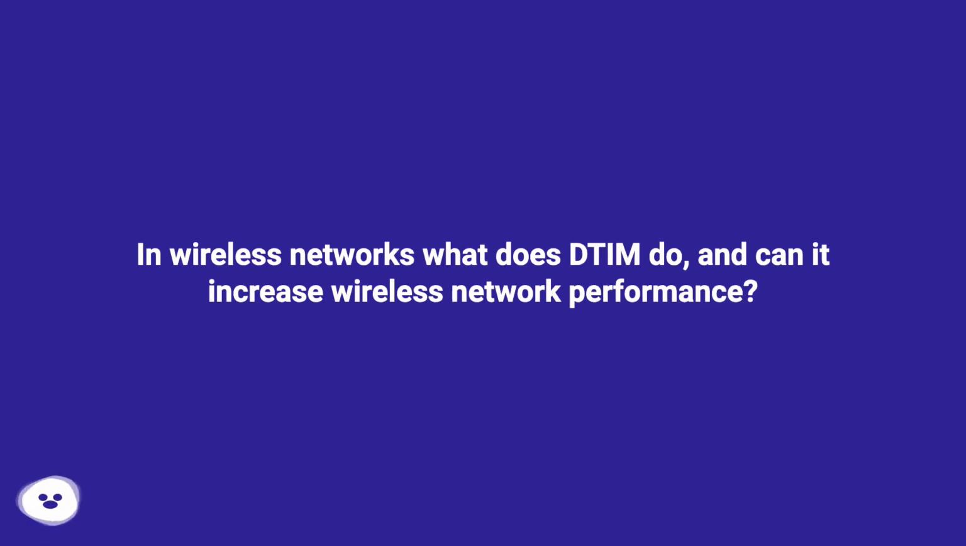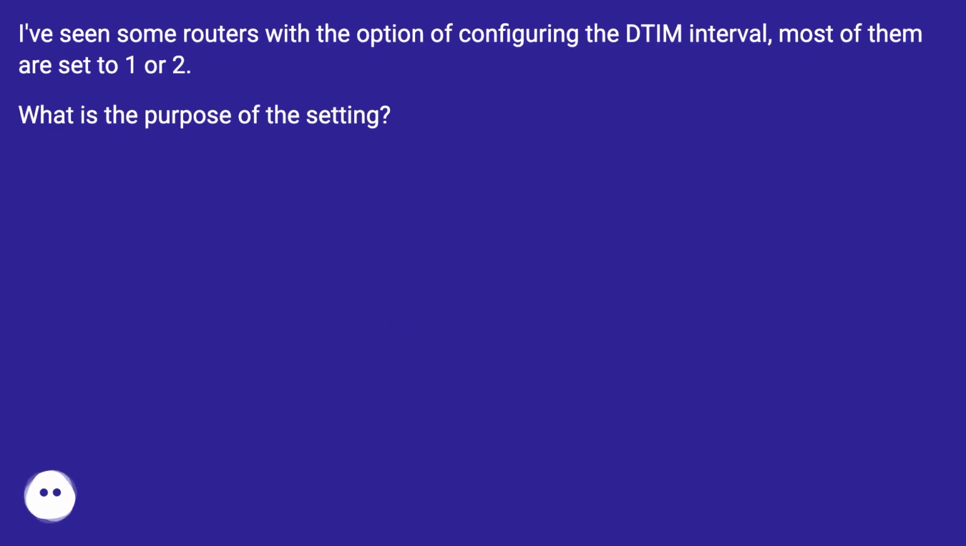In wireless networks, what does DTIM do? And can it increase wireless network performance? I've seen some routers with the option of configuring the DTIM interval. Most of them are set to 1 or 2. What is the purpose of the setting?